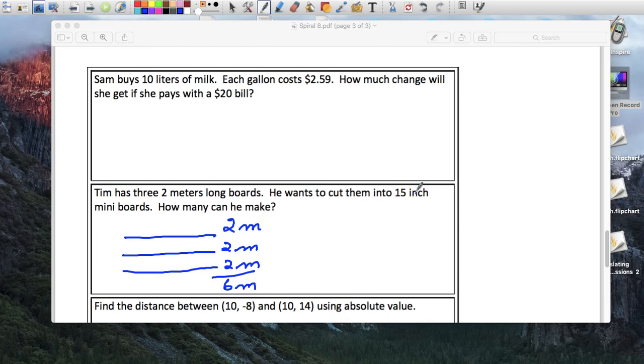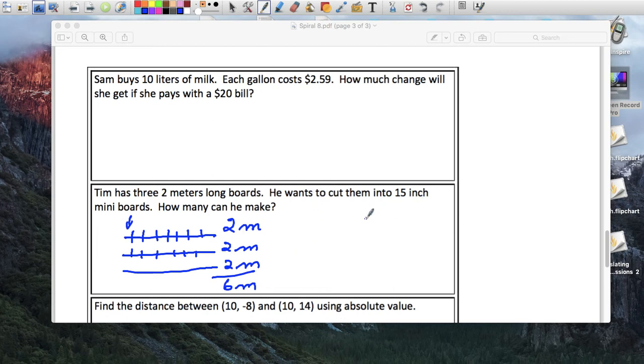I want to cut them into 15 inches long. So I want to make cuts here. So cut them into 15 inches. Okay, how many of these small boards will I have after I cut all these into 15 inches? Well, I don't know, because this is in meters and I want to cut them in 15-inch parts. So I'm going to have to change my total of 6 meters to something that I can work with in inches.